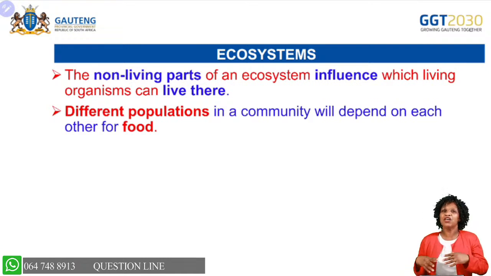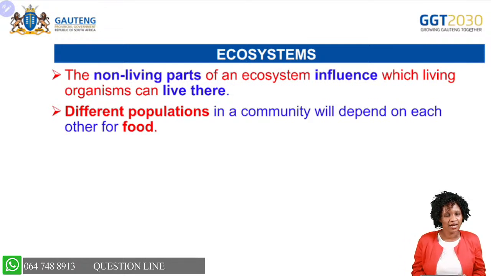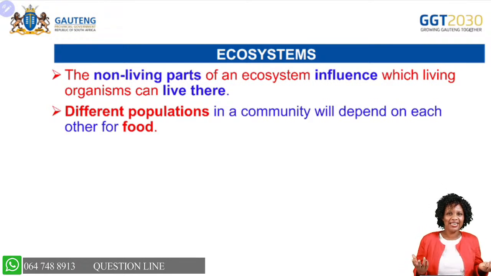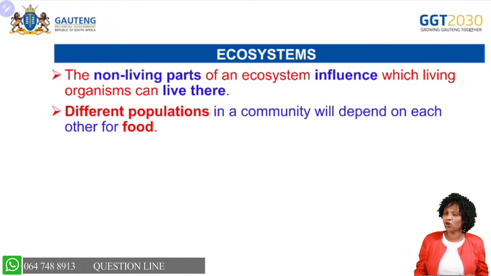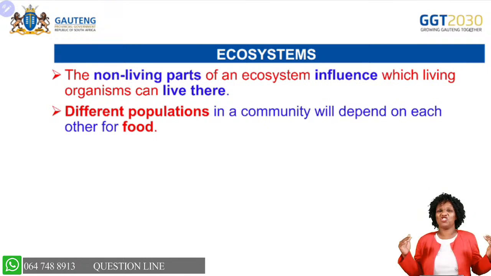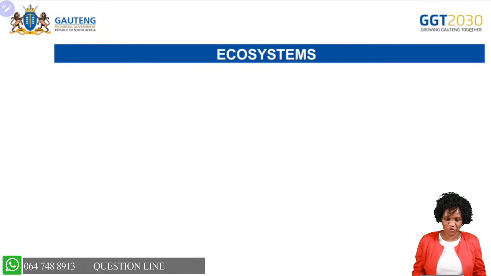And then we've got other areas like the equatorial rainforest. We've got animals that survive in an equatorial rainforest. We also have animals that survive in a savanna area. Different populations in a community depend on each other for food. Once you see a community, then there is a food chain. Because animals depend on other animals for food.